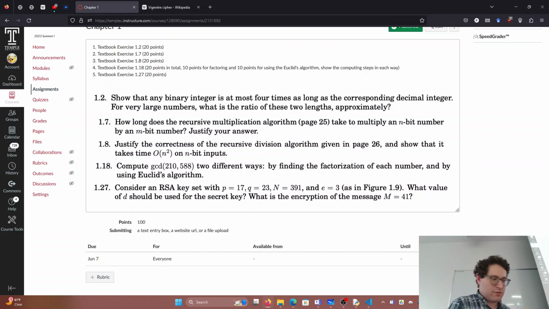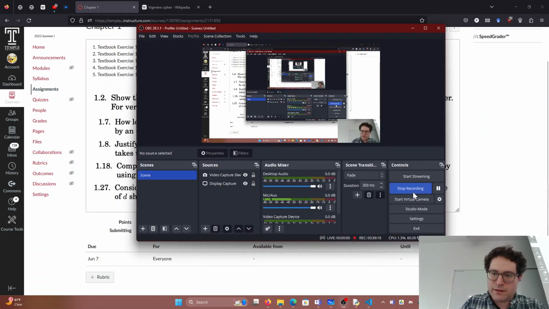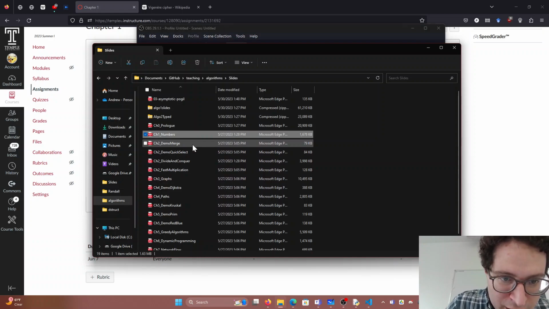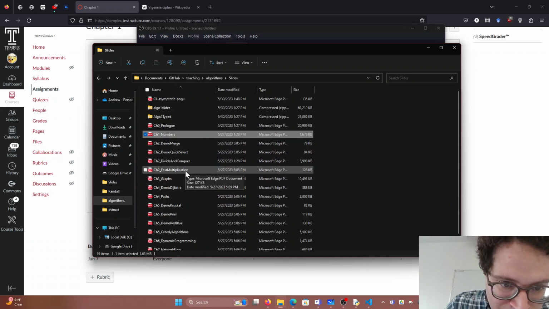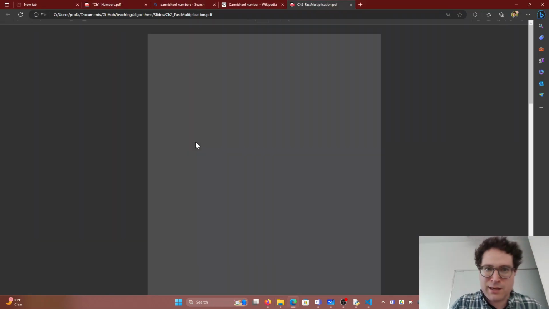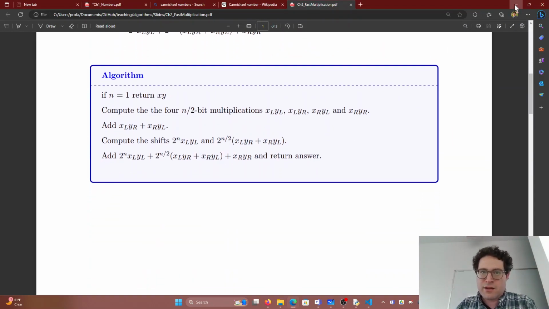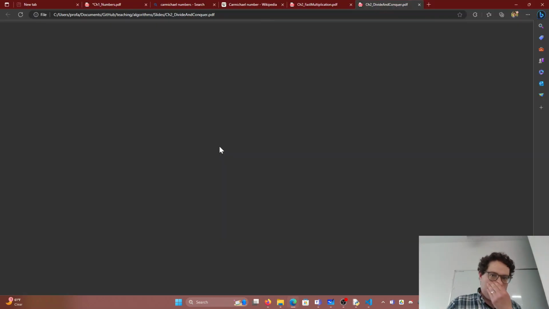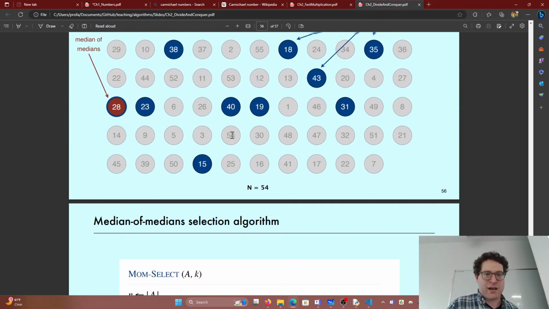So with that out of the way, let's talk about chapter 2. I'm just going to give you a brief, quick overview of what we're going to talk about with chapter 2. Chapter 2 has a lot of stuff in it. Where are the slides for chapter 2? Oh, divide and conquer. There it is. So chapter 2 is all about divide and conquer algorithms.